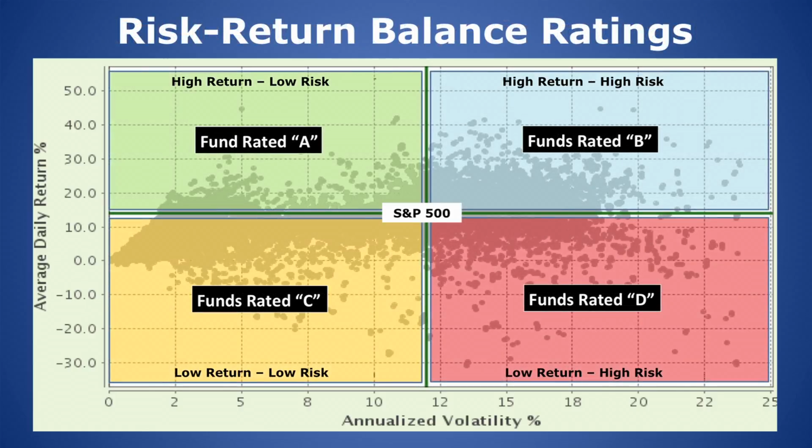There are 4 categories of risk-return balance. Funds with higher return and lower risk than market rated as A. Funds with higher returns but also higher risk than market rated as B. Funds with lower returns and lower risk than market rated as C. And funds with lower returns but higher risk than market rated as D.